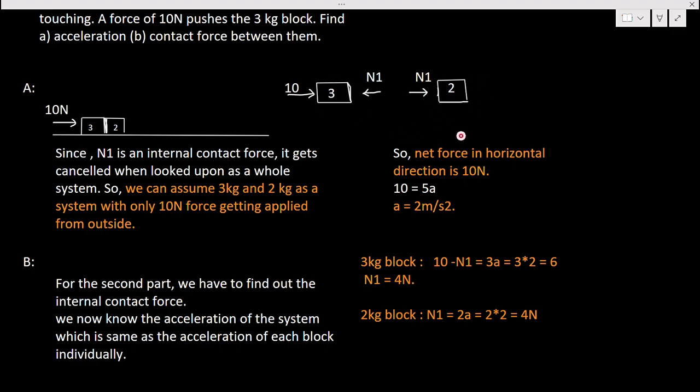Now, this we did on the 3 kg block. Let's say we do it on the 2 kg block. The force applied on the 2 kg block is n1. So n1 equals mass 2 into acceleration. Acceleration is also 2, so 2 into 2 is 4. Oh wow, we have n1 equal to 4 Newton. So this proves that n1 on the 3 kg and n1 on the 2 kg block have to be equal, because they are equal and opposite forces on the common surface.